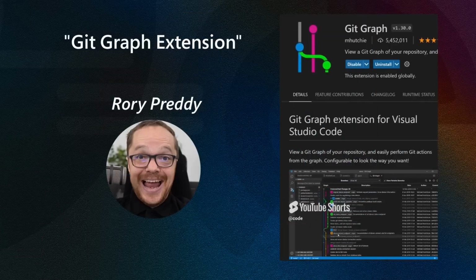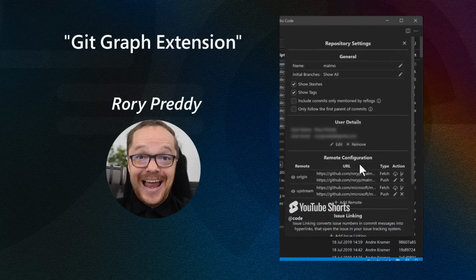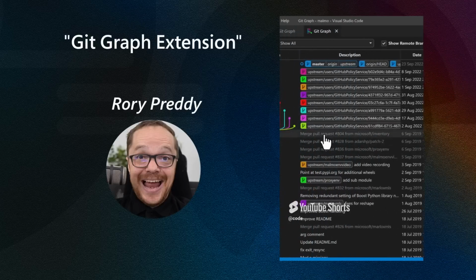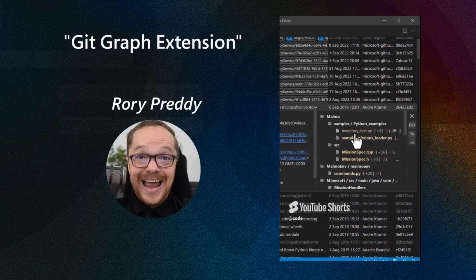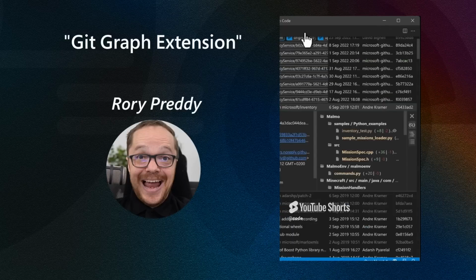Gitgraph is my extension of the week. Start out on any Git project. Once you've done that, you can manage your origin and upstream repositories with ease. You can also review your commits. You can start a review, and then once you have that, you can actually go through file by file and make sure that you can complete your review easily.